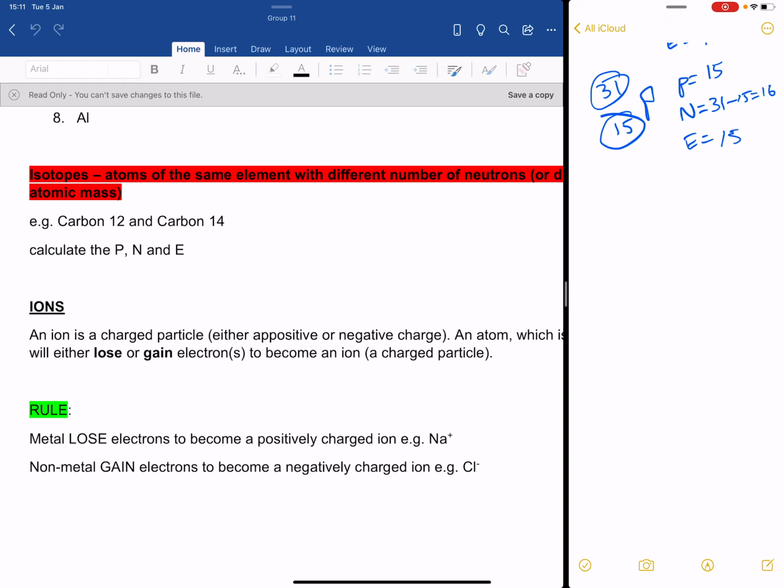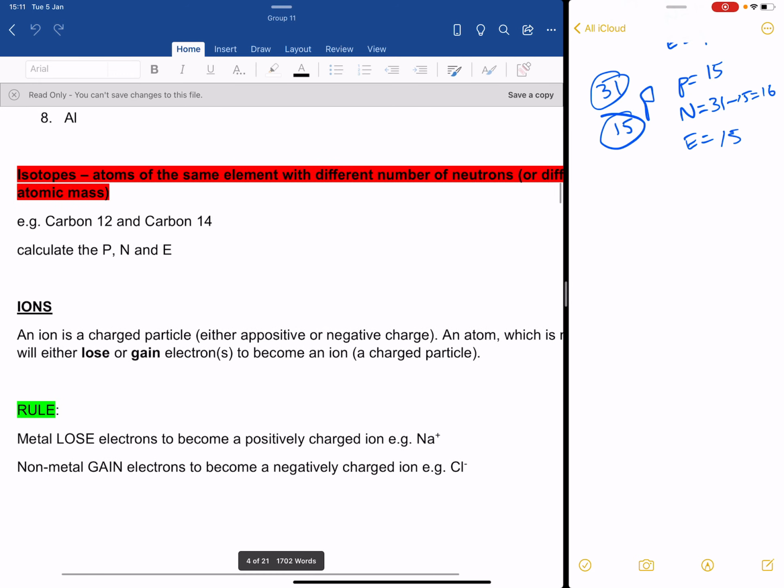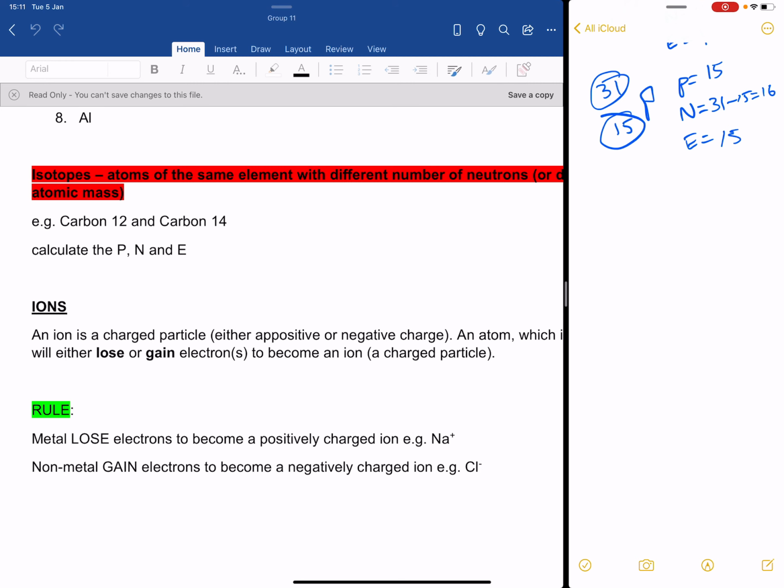Okay, if we have a look then. So just to remind you, isotopes are atoms of the same element, but they have a different number of neutrons. So this is carbon 12, and this is carbon 14. If we look at the number of protons, neutrons, electrons.